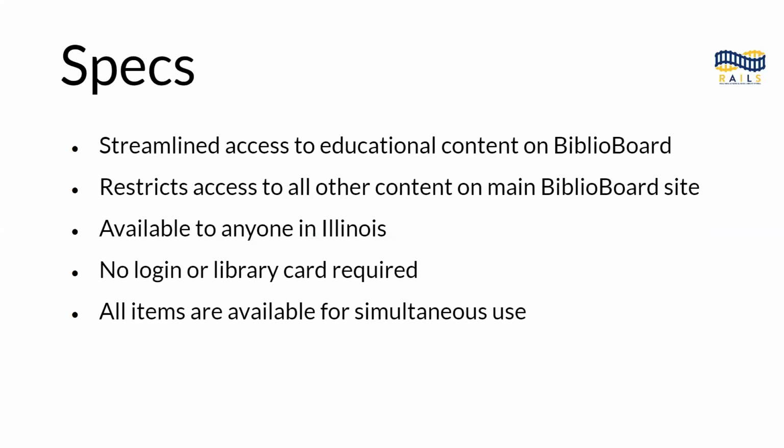So the really cool thing about the Rails for Schools Biblioboard site is that it provides streamlined access to educational content on Biblioboard. And it also restricts access to all other content that you're going to be able to find on the main Biblioboard site. So you're not going to be able to access the independently published adult novels that are on Biblioboard. You're only going to be able to get the educational content that's available.